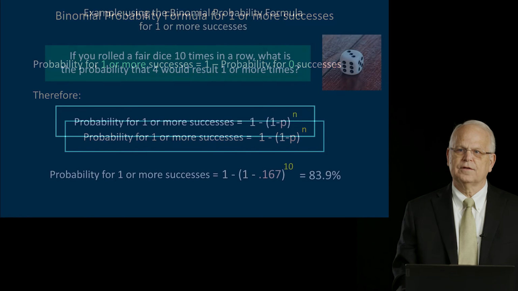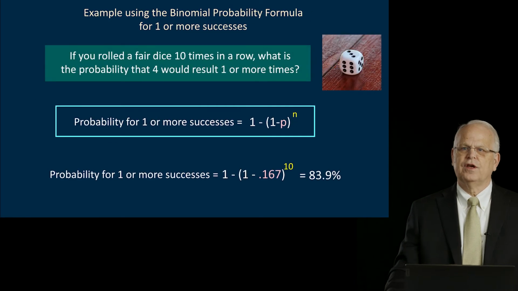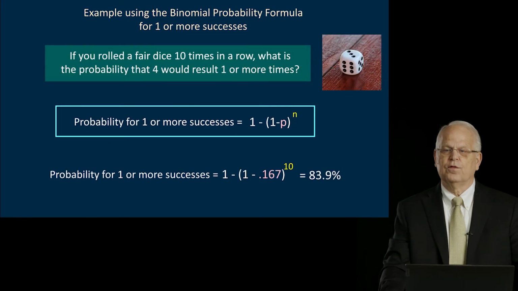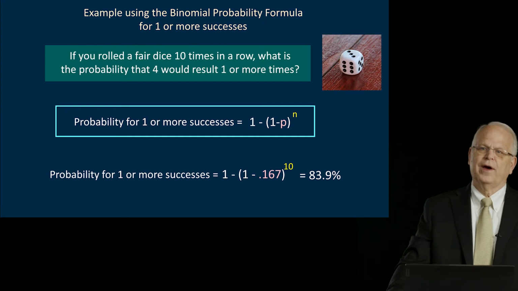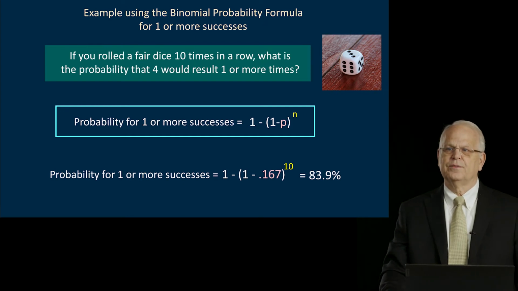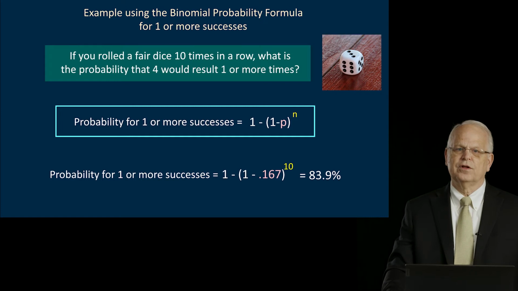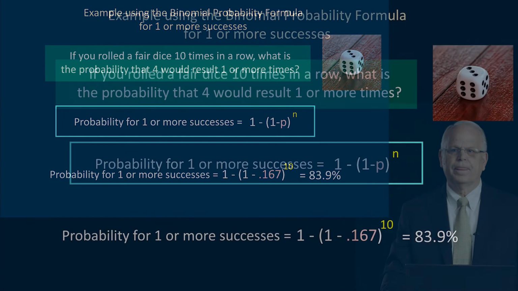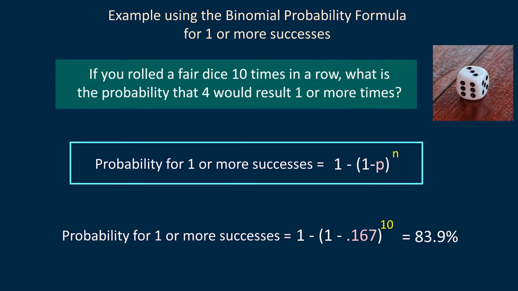So just to give you an example using this formula for one or more successes, if we go back to our fair dice and we roll it 10 times in a row and we want to know the probability that 4 would result one or more times. Well, using our formula, we can substitute 0.167 in for the probability of success for one try and 10 tries, and the answer comes out to be 83.9%. So this is an example of the use of the formula.